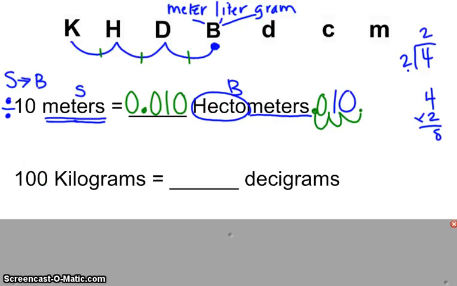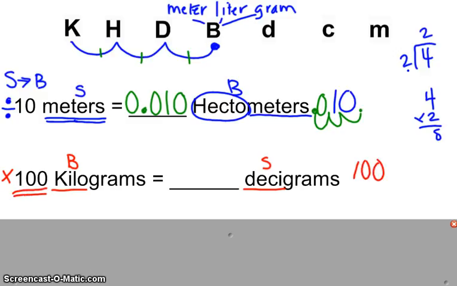We have 100 kilograms. Well, I know that's the biggest, right? So I must be going big to small. Deci's way down here. It's very small. So I'm going big to small. That means I'm going to multiply. When I multiply, my number gets bigger. I saw that over here. I'm going to go ahead and put my 100 that I started with.